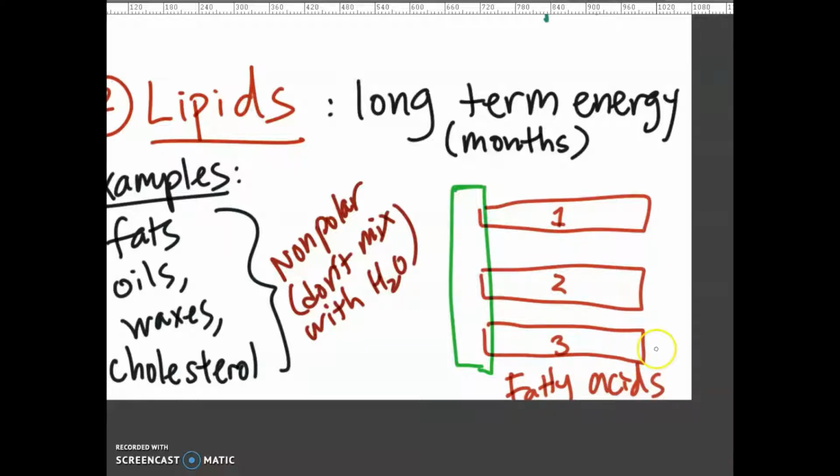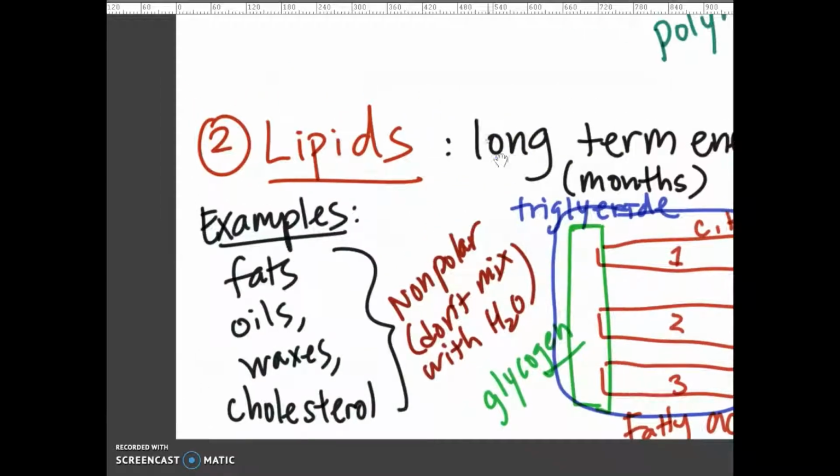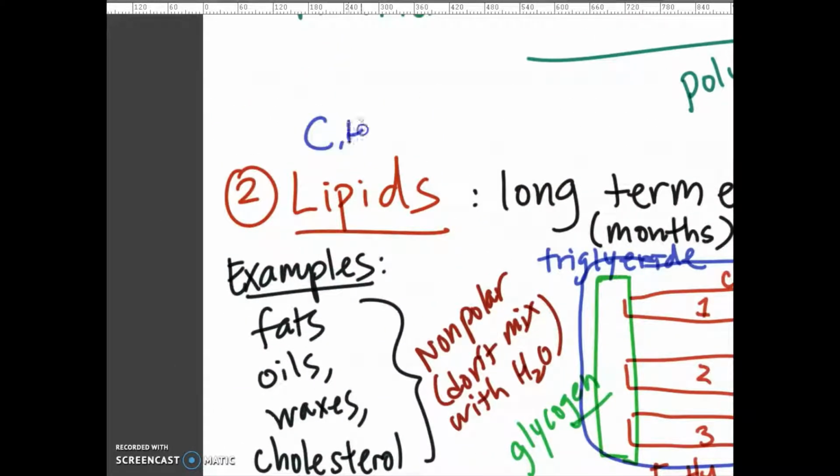acids. These are just long hydrocarbon chains, meaning these are made out of C's and H's that extend forever and ever and ever until, of course, you run out. However long it is going to determine the amount of energy you store. Now this at the end here, this is your glycogen that holds these together. So your one lipid, this entire thing, this is called a triglyceride.